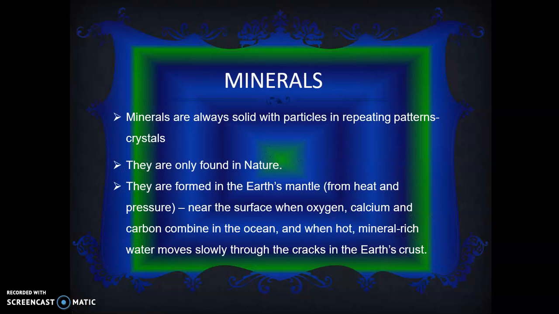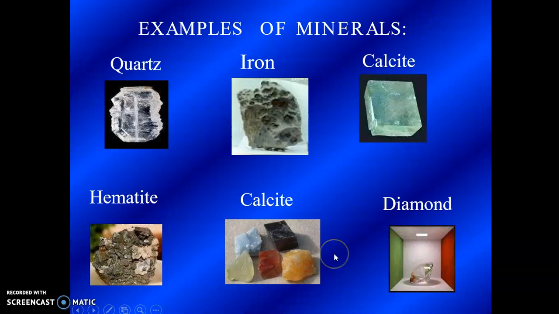Minerals are always solid, with particles in a repeating pattern of crystals. They are found in nature. They are also formed near the surface when oxygen, calcium and carbon combine in the ocean, and when hot mineral-rich water moves slowly through the cracks in the Earth's crust.